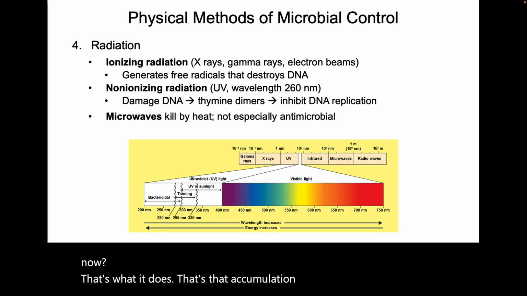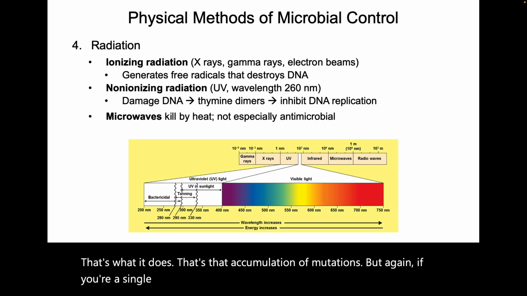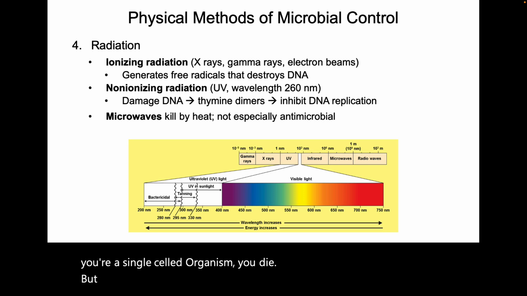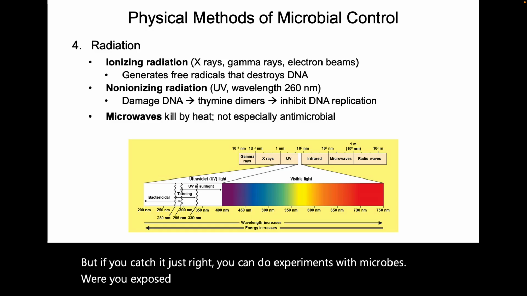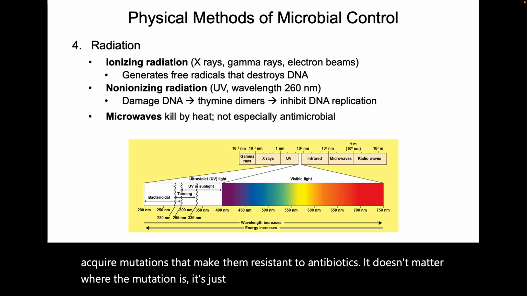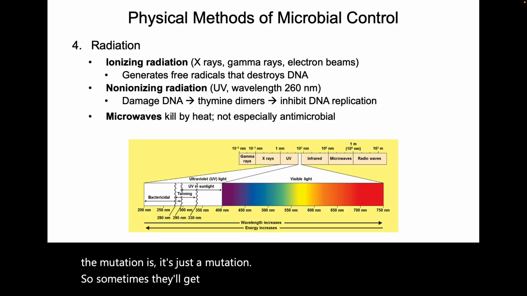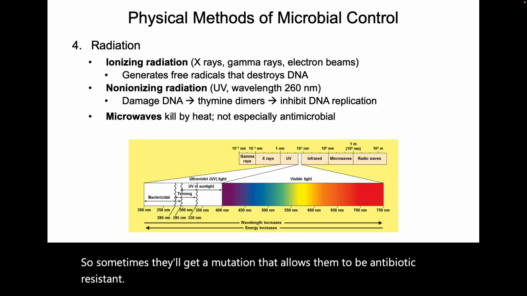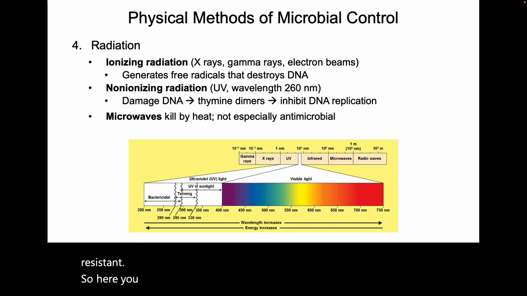But again, if you're a single-celled organism, you die. But if you catch it just right, you can do experiments with microbes where you expose them to UV light just for a little bit, and they can acquire mutations that make them resistant to antibiotics. It doesn't matter where the mutation is, it's just a mutation. So sometimes they'll get a mutation that allows them to be antibiotic resistant. So here's tanning, kind of what you're exposed to here.